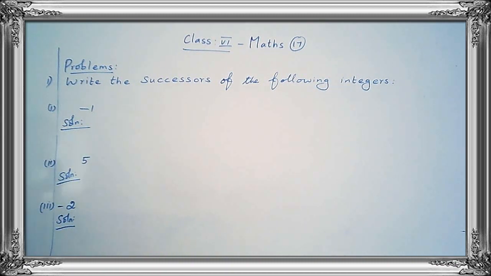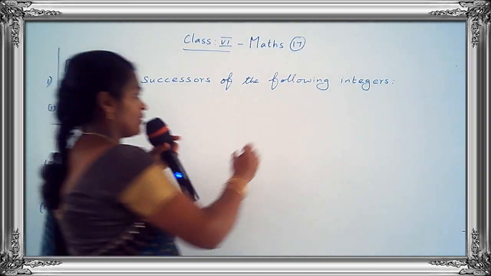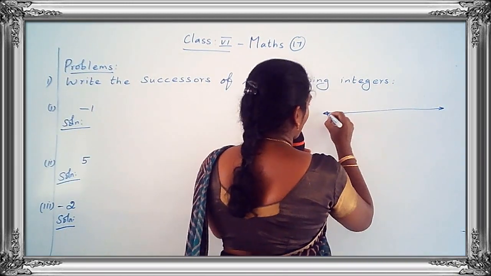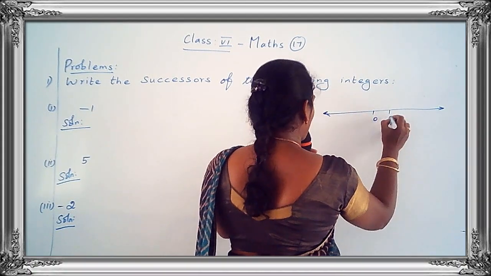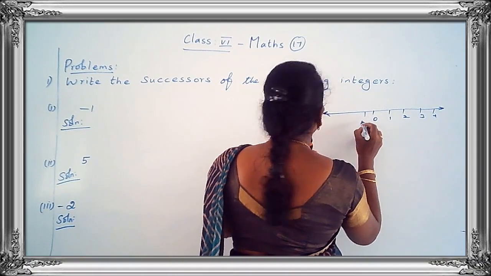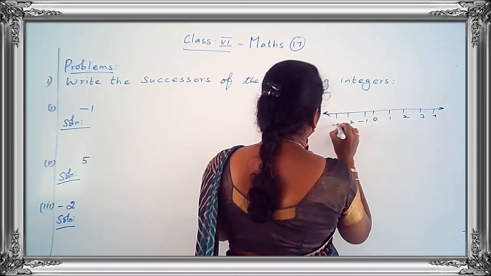Listen, children. Now all of you look at the board. See the first question. Write the successor of the following integer. First question, -1. So now you say the successor of -1. Now draw a number line for rough copy. So 0, 1, 2, 3, 4, etc. Here -1, -2, -3.